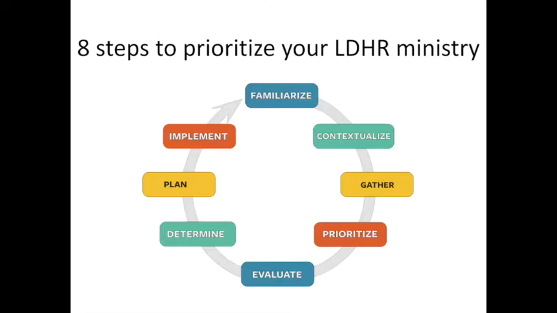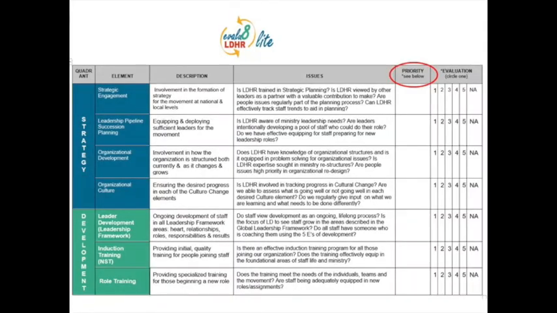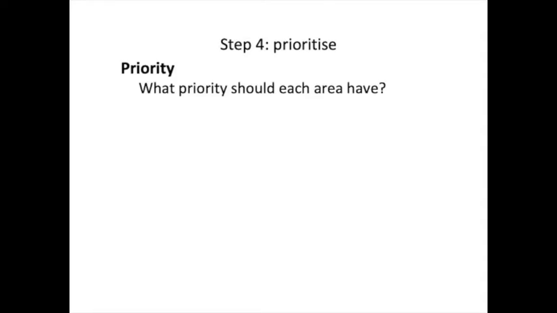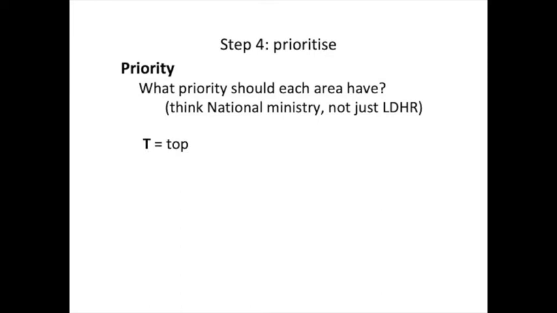Now, going back to our 8 steps, step 4 is prioritize, which is dealt with in the next column of the tool. For this step, we're trying to determine what priority each area should have. Now, it's important to try to think about priority from the national ministry's perspective, not just from the perspective of LDHR. The directions suggest the following letters to indicate priority. T would be top priority, H high, M medium, and L low.